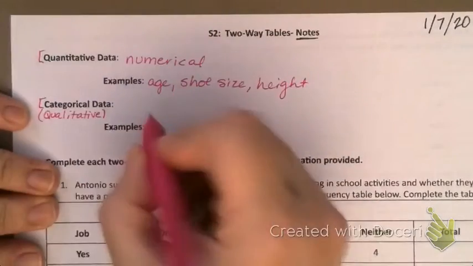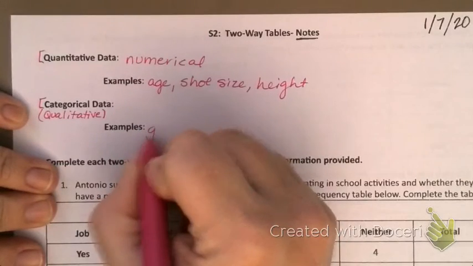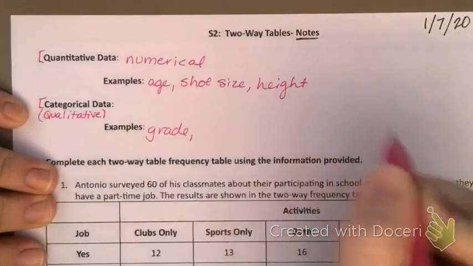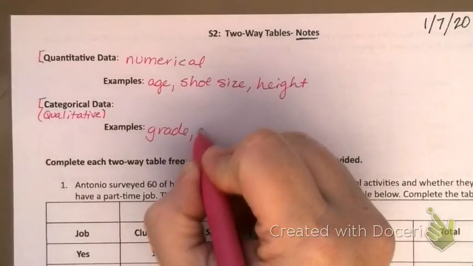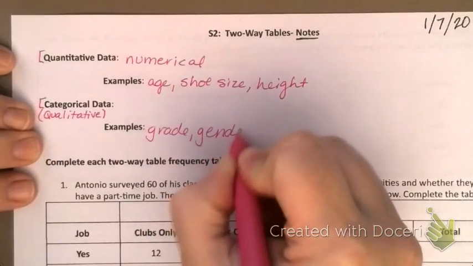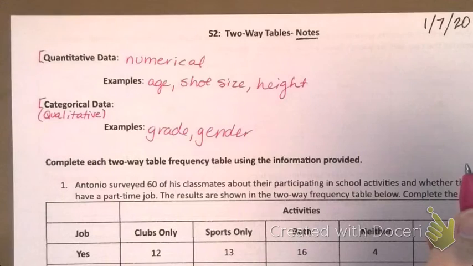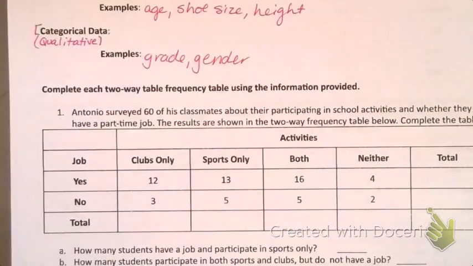So categorical data could be grade, it could be gender. Now I know there's debates about that, but you get the idea, right? That you fit into one of a set number of categories, okay? Religion, all those kinds of things that you would fill out where your answer would be a word, not a number, okay? You get the difference between the two? Yes. Okay, good.